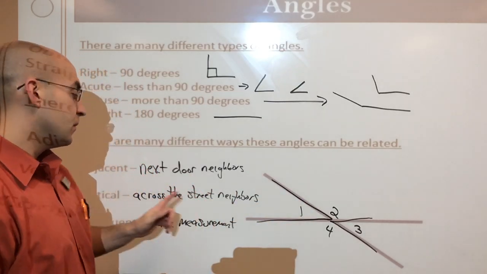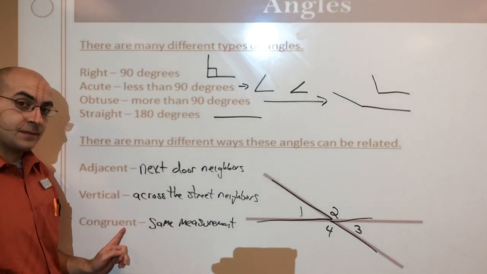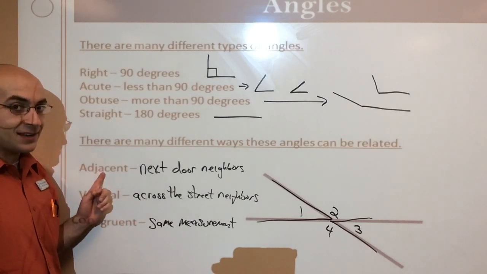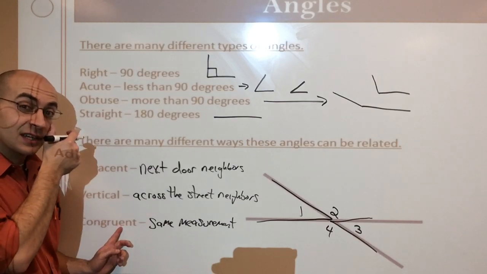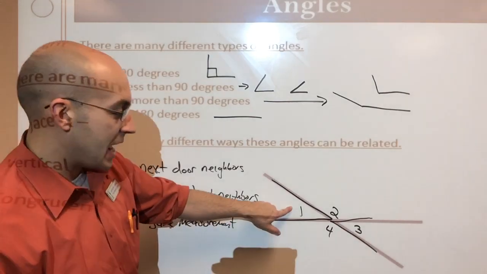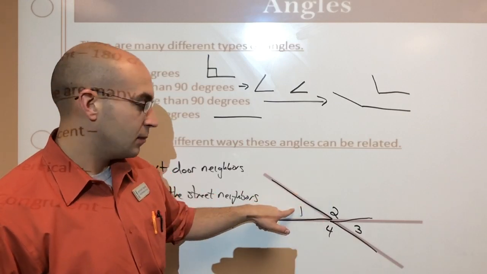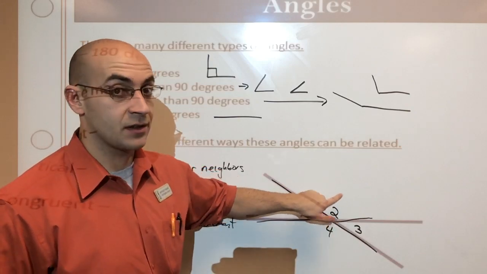Now, vertical angles will always have the same measurement. They will always be congruent. Adjacent angles won't always be congruent, because next door neighbors won't be congruent. So for instance, angle 1 and angle 2, they're next door neighbors, or adjacent, but they're not the same measurement, because this is less than 90 and this is much greater than 90.